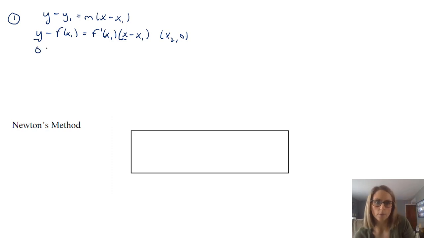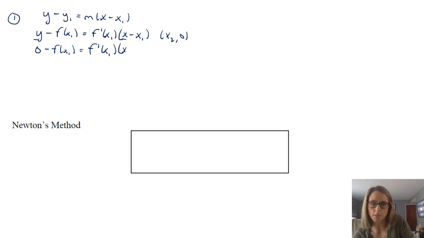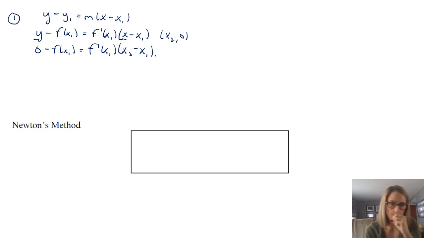So we'll have 0, f of x sub 1, f prime of x sub 1, and then x sub 2 minus x sub 2 minus x sub 1. Okay, and then the idea here is really just we want to solve this for x sub 2 because we want to know what is the actual root that we think we have now found. So in order to do that, I'll manipulate things a little bit here.